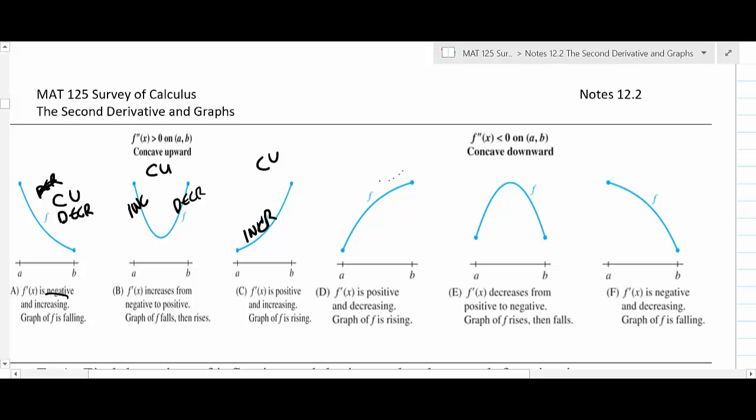For concave down, this would be concave down, but the function would be increasing. And then this would be concave down, but the graph would change from increasing to decreasing. And then the last one would be concave down, but you're decreasing the whole way. Okay, does that make sense what I'm saying?